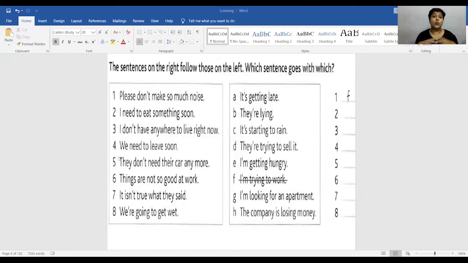The fourth one, "we need to leave soon," and "it's getting late." So the fourth one is going to be A. Okay, it's getting late. "They don't need their car anymore." "They're trying to sell it." The next one, the fifth one, is D. "Things are not so good at work," so you have to say "the company is losing money." So the sixth one is H.